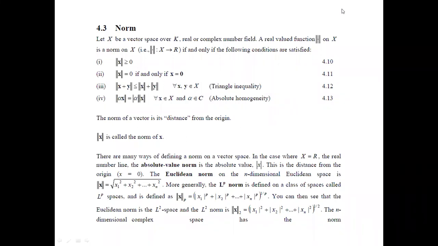Let X be a vector space over K, the real or the complex number field. A real valued function norm on X is a norm on X, that is, it takes vectors from the vector space to R, if and only if the following conditions are satisfied. Norm of x is greater than or equal to 0. Norm of x is 0 if and only if x itself is 0. Norm of x plus y is less than or equal to norm of x plus norm of y. That is the triangle inequality, which says that no single side of a triangle can be longer than the sum of the remaining two sides.